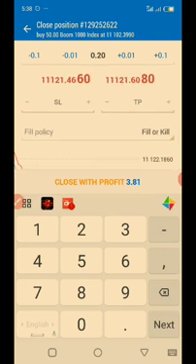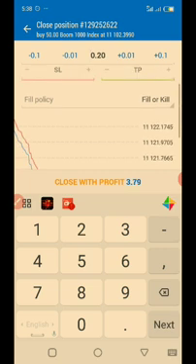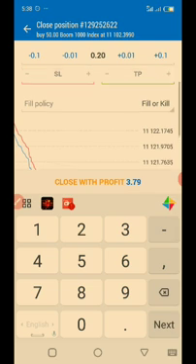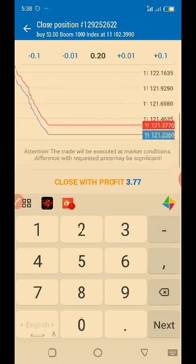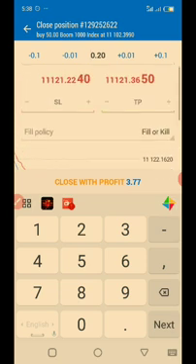So we have to close 48 point, yeah, I think it's 48. So we have to close 49.8 lot size, and we are left with 0.2 lot size. So we close with profit. Are you getting it, guys? We close in profit. So let's close with profit.